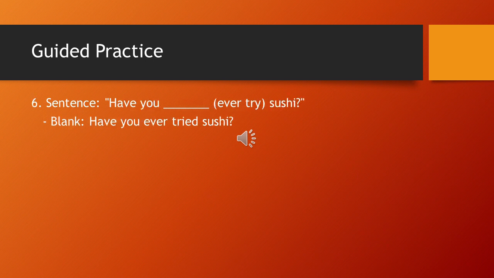Number 6, have you blank ever tried sushi? Have you ever tried sushi? Have you ever tried is used in a question to ask about someone's life experience, emphasizing that they haven't tried sushi at any point up to the present time.